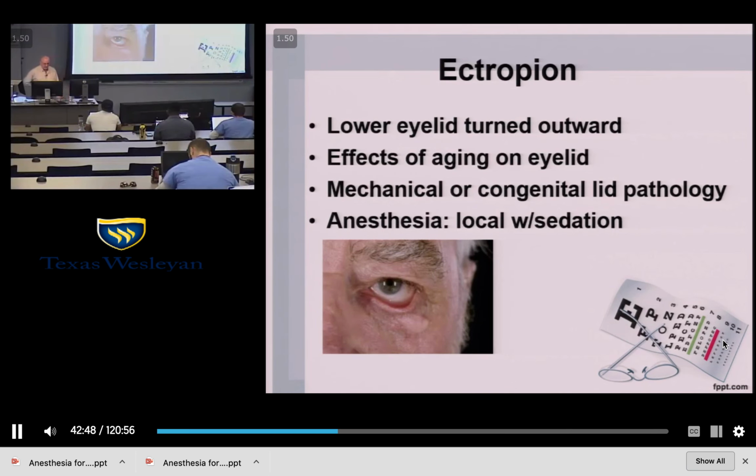I've had patients for ectropions and entropions before. They're almost always older, but I've had a couple of younger folks for it. Ectropion is when the lower eyelid is turned outward, and typically it's from effects of aging on the eyelid, or it could be from mechanical or congenital lid pathology. Anesthesia for this can be local anesthesia by the ophthalmologist with sedation by you.